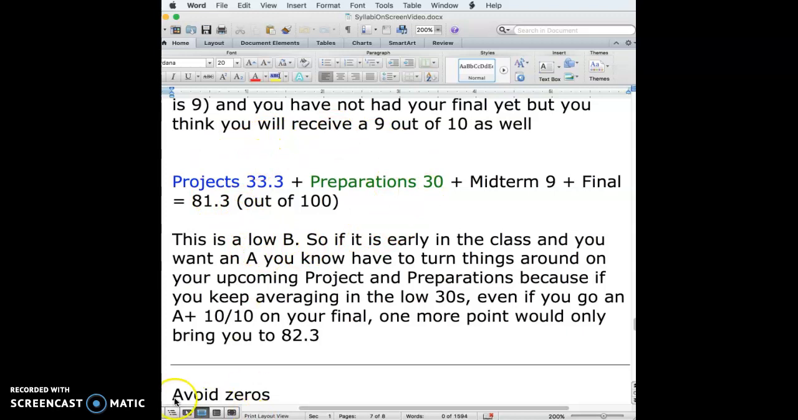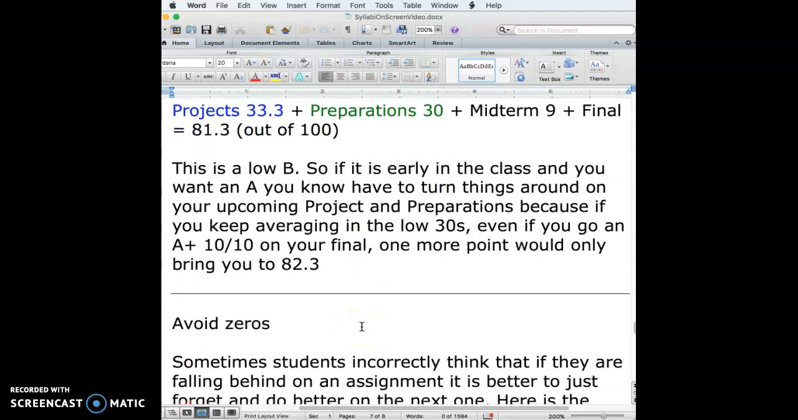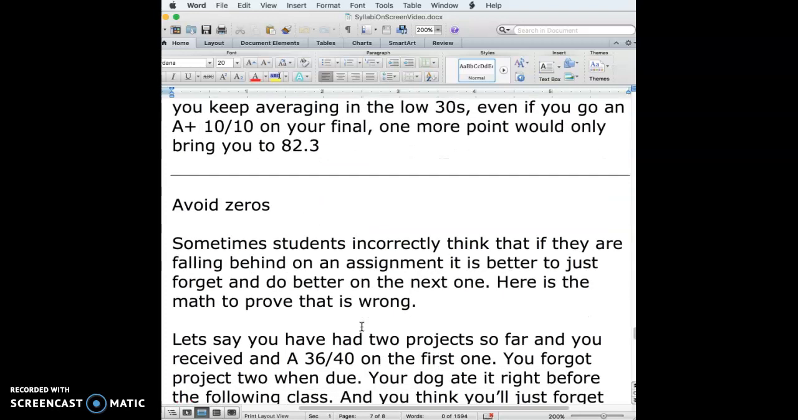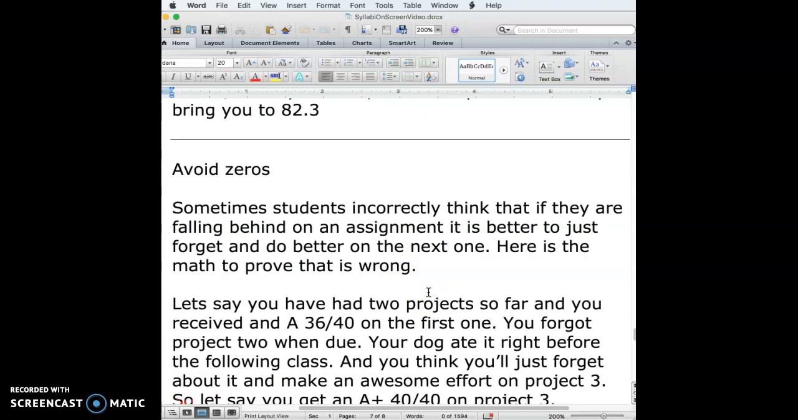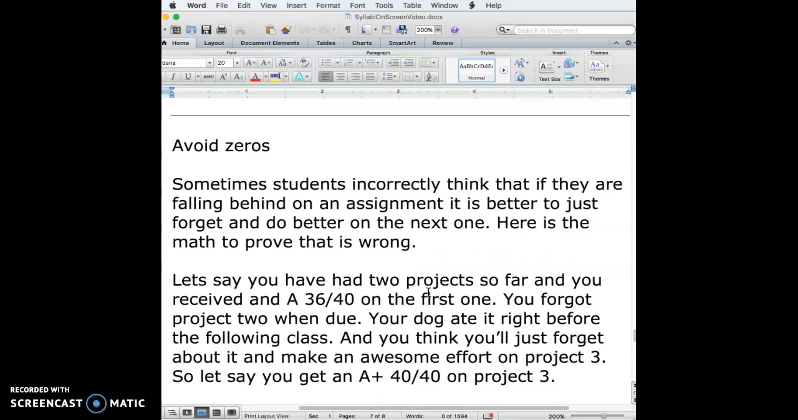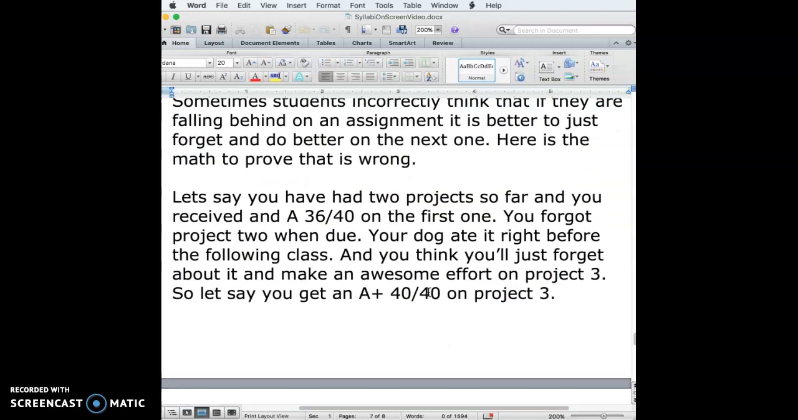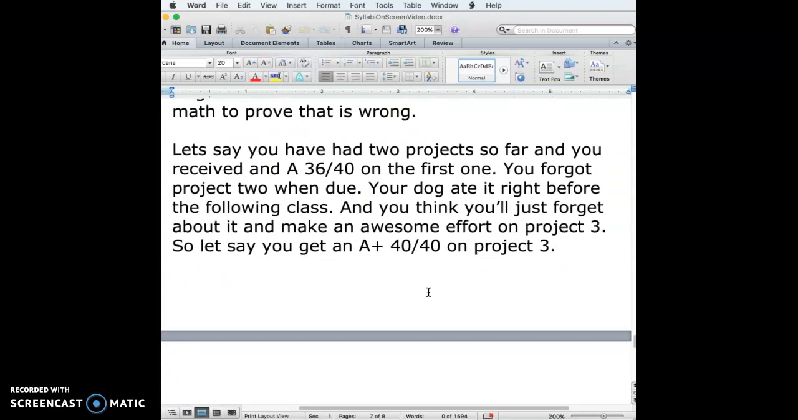So that's a great thing about having your grades visible to you all the time in Canvas, is that you know where you're at and you know if you need to increase your performance. Now, one big word of advice for you is avoid zeros. Sometimes students just get it in their head that if they're falling behind on an assignment, they're just going to cut that one out and do better on the next one. And here's some math to prove that that's a bad thing to do.